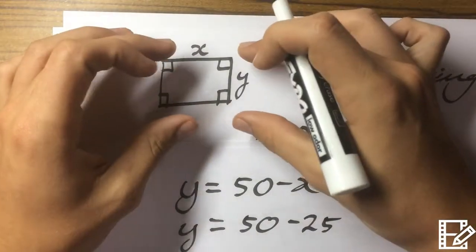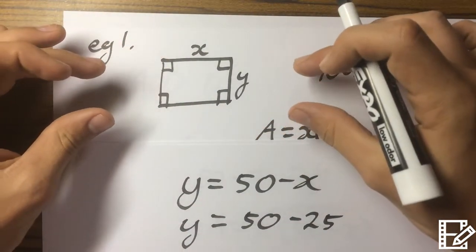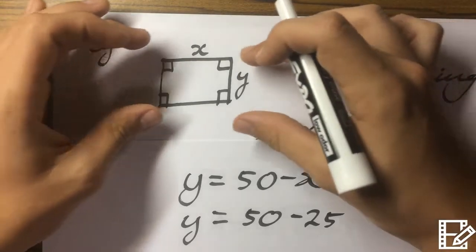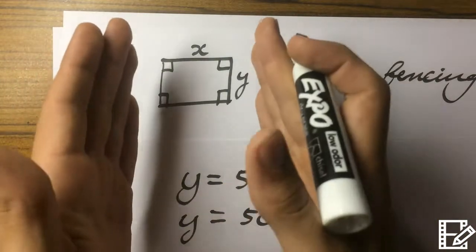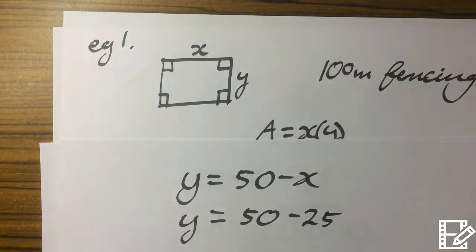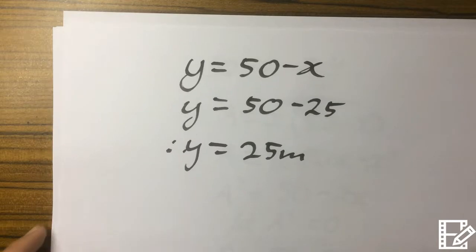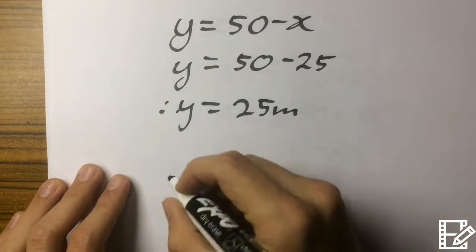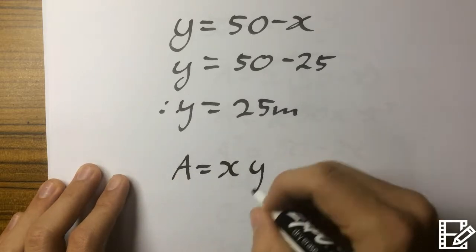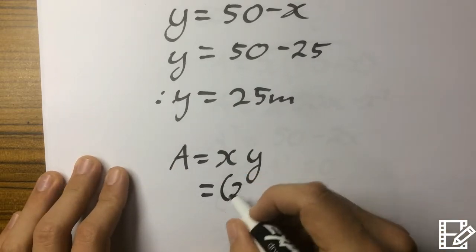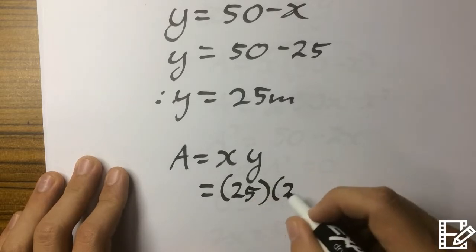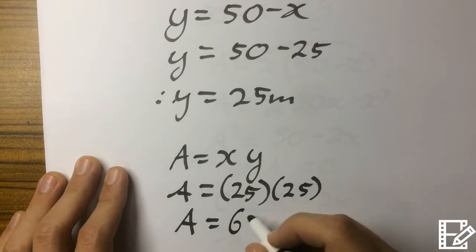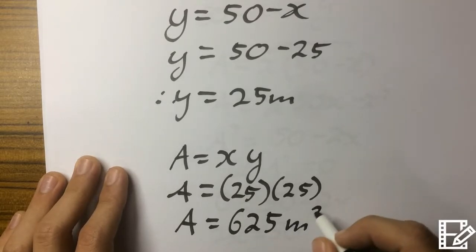Which makes sense, because if x gets bigger and y gets smaller, then the area is going to be smaller than if it was a square, because a square is optimized. I don't want to confuse you. But so now the area equals x times y. We've established that x is 25 and y is 25. Therefore, the area equals 625 meters squared.